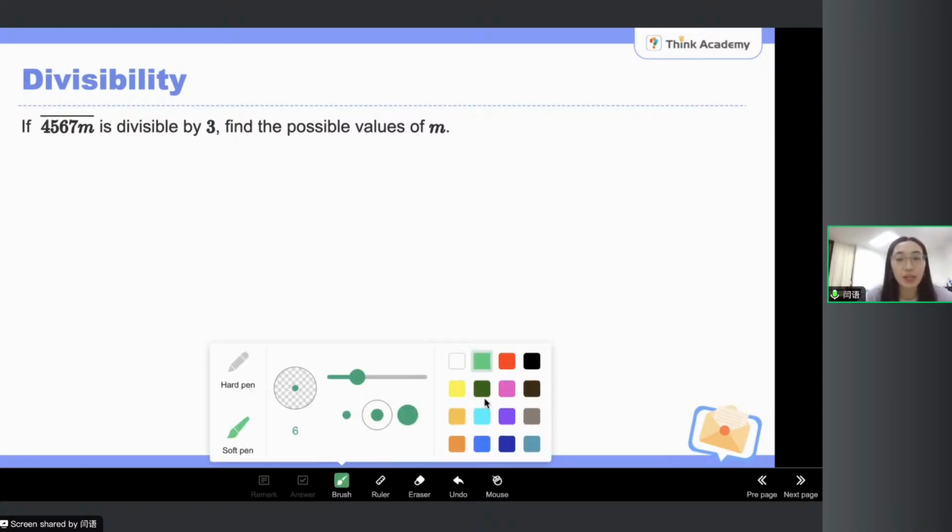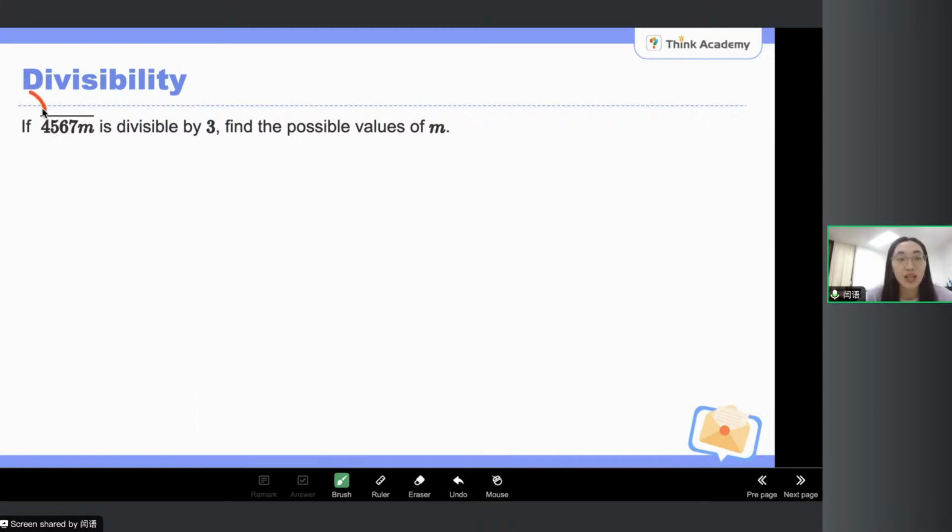Oh, by the way, firstly, let me introduce the name of this short line. In the future, when you see the short line above some letters or digits, it means this is a whole part. So for example here, for 45,670M, this is a 5-digit number. Since it is a 5-digit number, that means letter M must be a 1-digit number. Okay, it must be a single digit. So now let's have a check. If now I know that this 5-digit number is divisible by 3, so what are the possible values of M? Any idea?